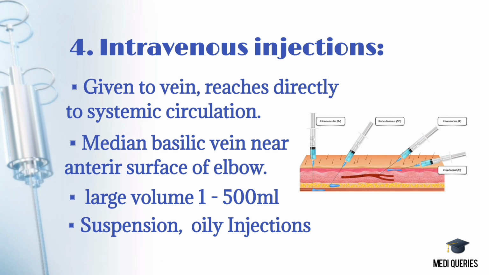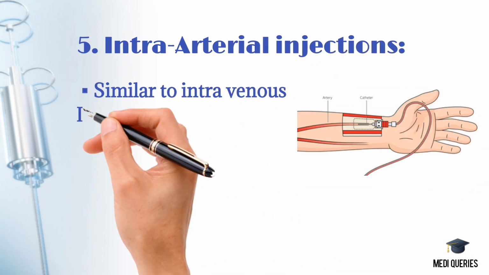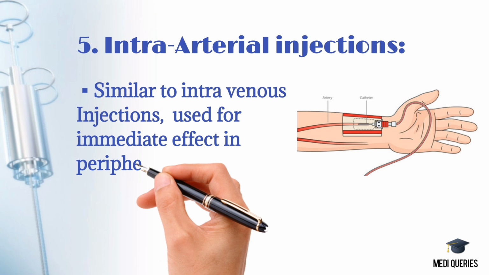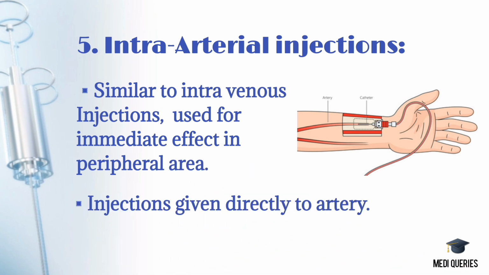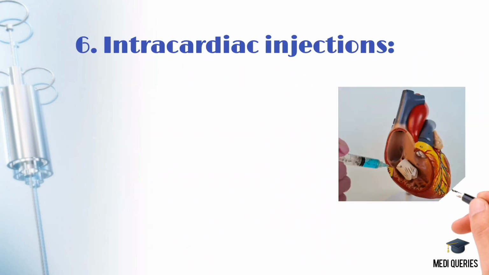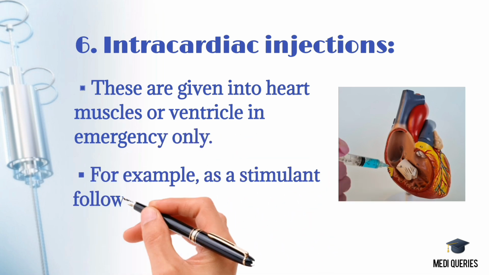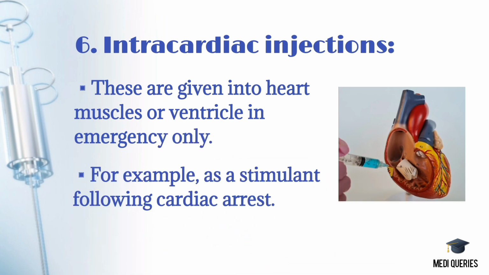And next one is intra-arterial injections. These are similar to the intravenous injections and are occasionally used for an immediate effect in a peripheral area. These injections are given directly into the arteries. And next one is intracardiac injections. These are given into the heart muscles or ventricles in an emergency only, for example, as a stimulant following cardiac arrest.